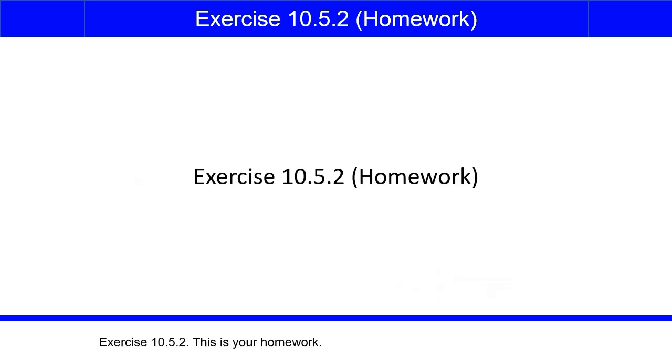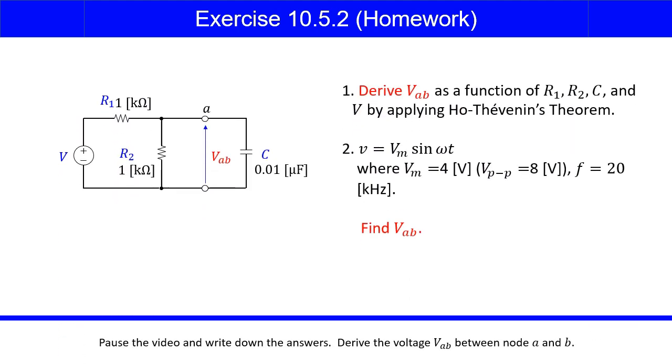Exercise 10.5.2. This is your homework. Pause the video, and write down the answers. Derive the voltage VAB between node A and B.